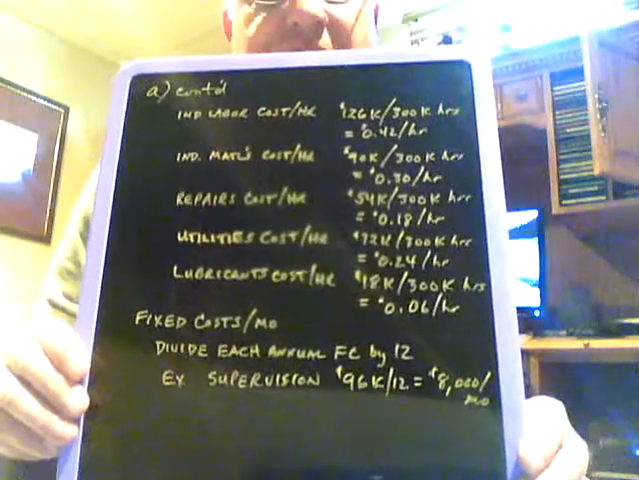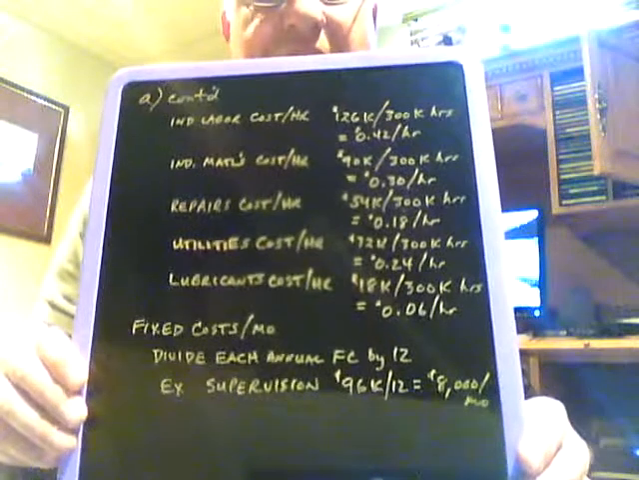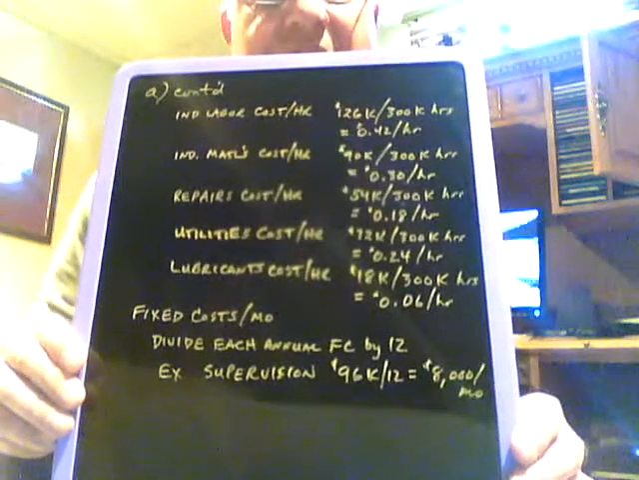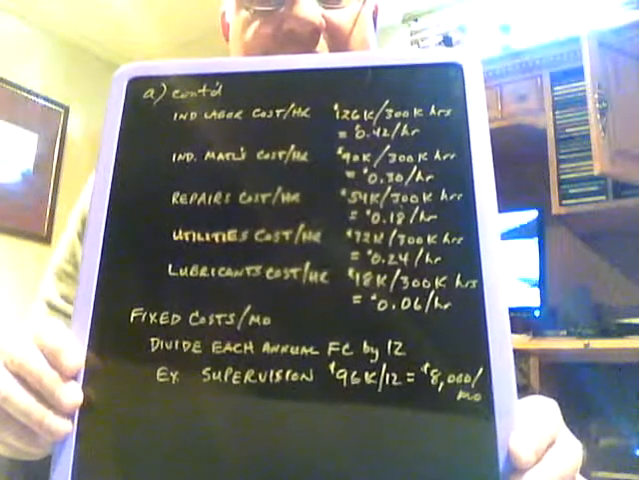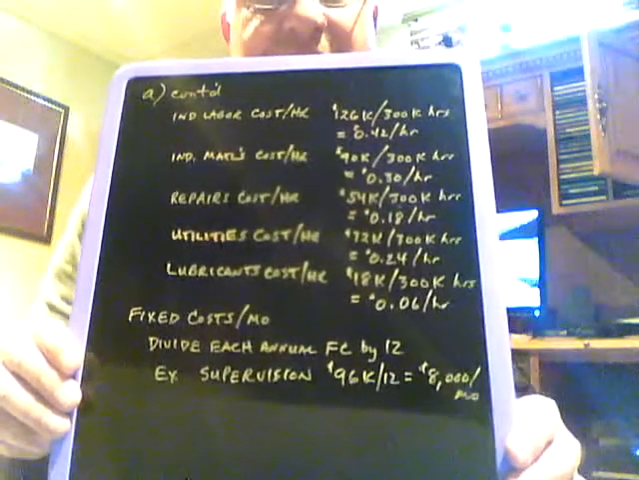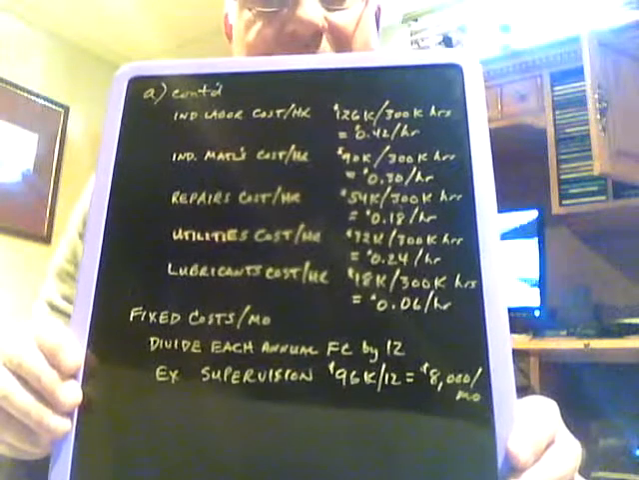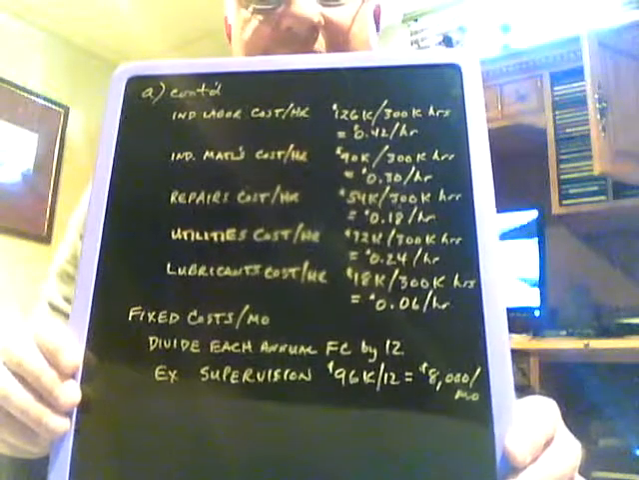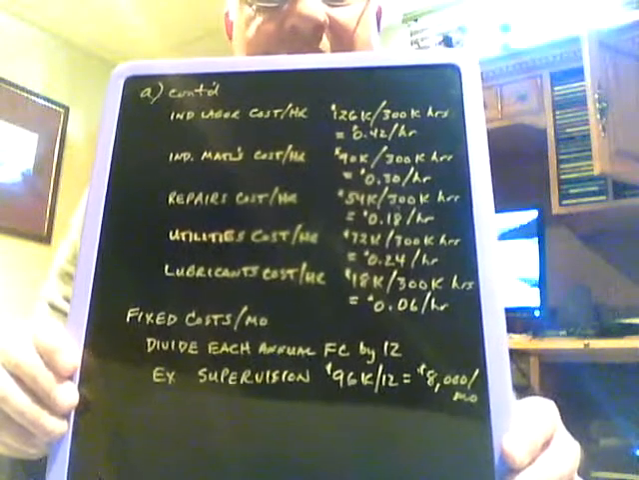So now on the fixed costs, again, it was just taking the annual cost that you were given and dividing it by 12. So that gives you a total for each month. It's not going to change. So the example here, supervision, 96,000 was given for the year. Divide by 12, 8,000 per month. Just do the same thing with the rest of the fixed cost items.